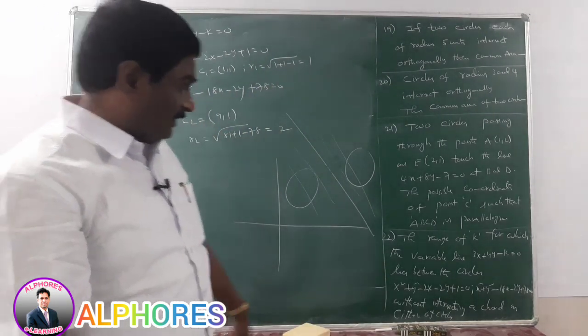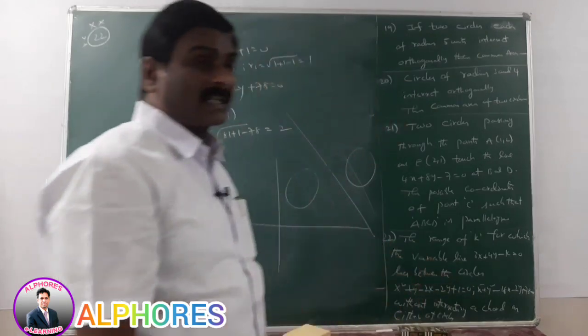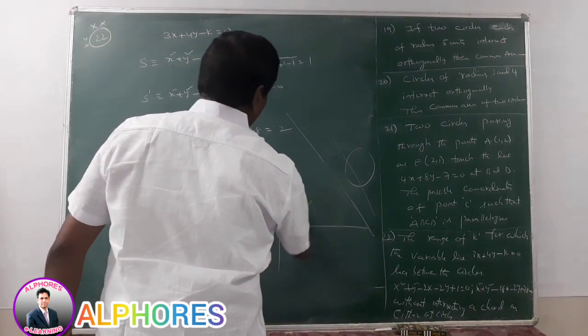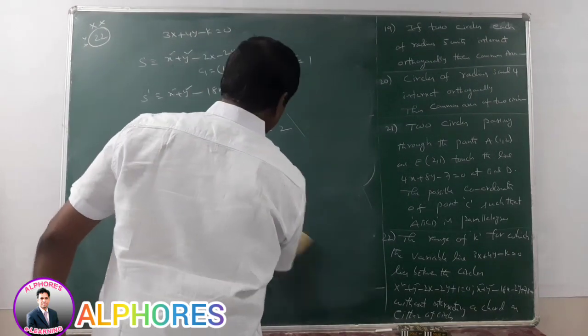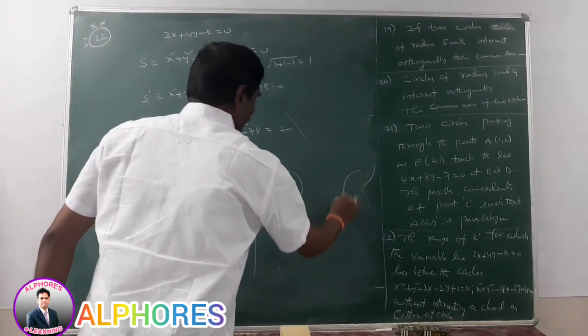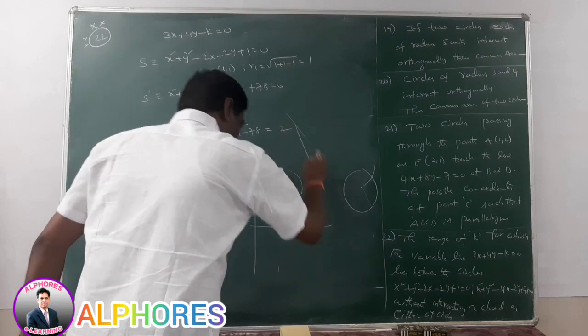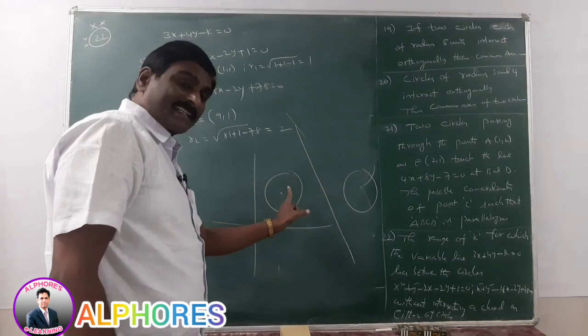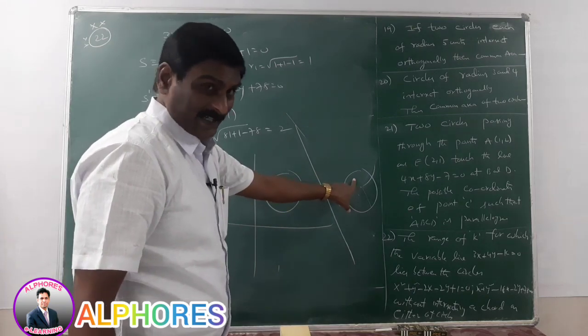Next, without intersecting a chord on either of the circles, then what is the range of k? Please observe this diagram. Once again, I draw this diagram. It is the x axis, y axis. It is the first circle. It is the second circle. The line is in this way. Here the line never cuts the first circle, never cuts the second circle.